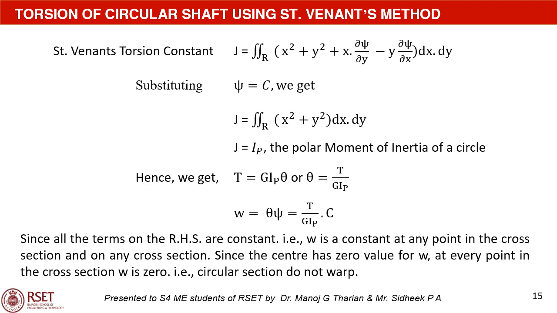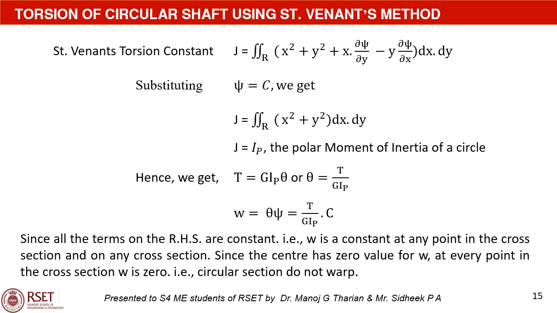Hence we get T is equal to G into IP into theta, where T is the applied torque, G is the modulus of rigidity, IP is the polar moment of inertia, theta is equal to twist per unit length. That is, T by IP is equal to G into theta. This is equivalent to the torsion formula which we have studied in the third semester. T by J is equal to G theta by L. There, theta by L represents the twist per unit length, which is theta here. Thus, we get the angle of twist per unit length for a circular section as theta is equal to T divided by G into IP.